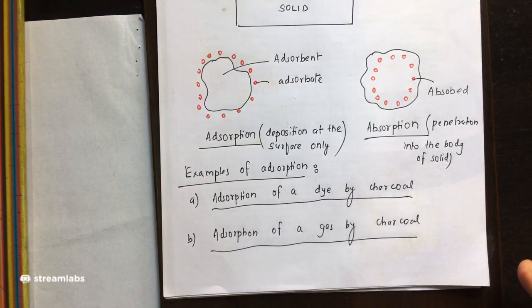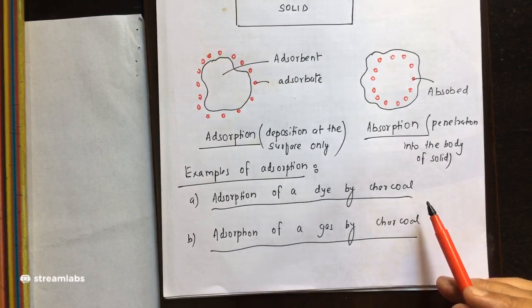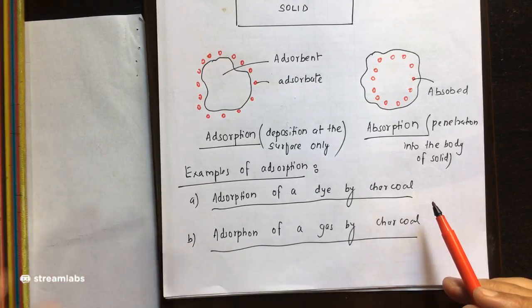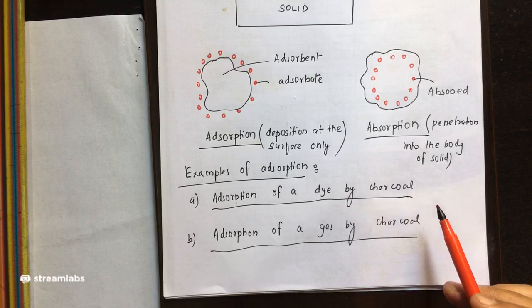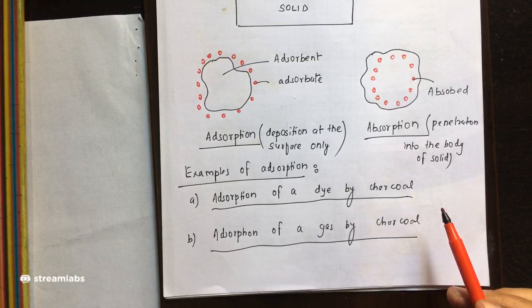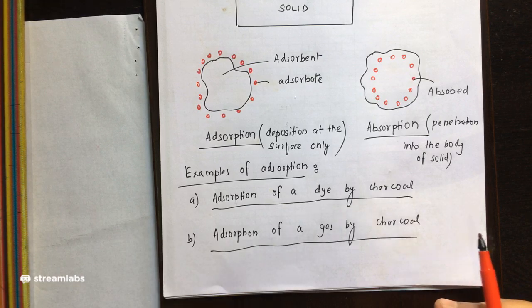So my dear students, under this discussion of adsorption of a dye by charcoal, if you have finely divided charcoal, and that finely divided charcoal is stirred into a dilute solution of a dye called methylene blue, what happens? Can you think about it? The blue color, the depth of the color of the solution, decreases gradually. Why? Because the dye molecules have been adsorbed by the charcoal particles.